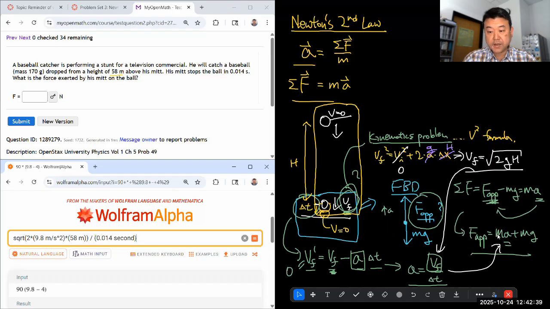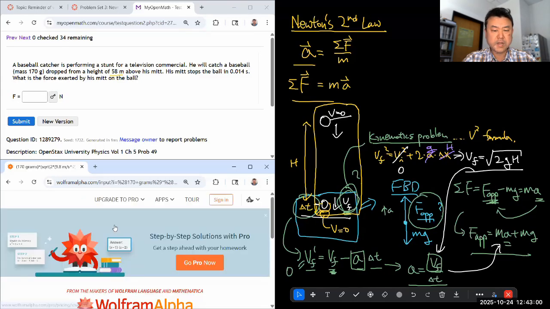With that acceleration, I multiply by the mass. And since I'm putting in the units anyway, let Wolfram Alpha do the unit conversion. 170 grams. It'll do the conversion to kilograms for me, and that plus 170 grams times 9.8 meters per second squared.